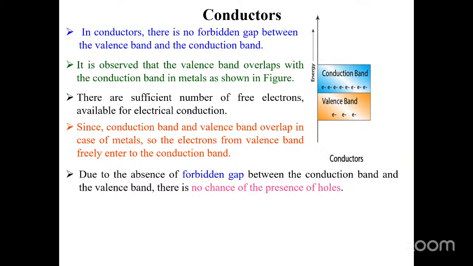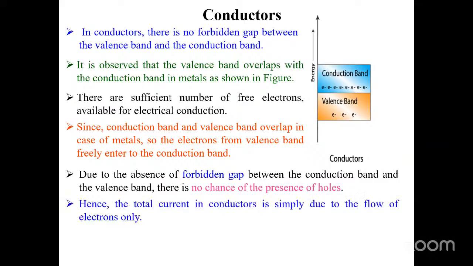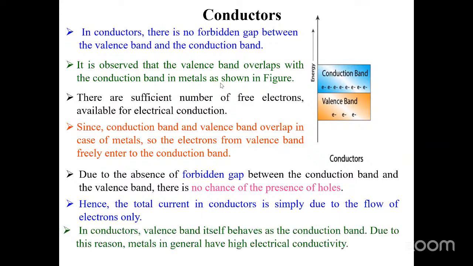Due to the absence of a forbidden energy gap between the conduction band and valence band, there is no chance of the presence of holes. So the total current in conductors is simply due to the flow of electrons. The valence band itself behaves as the conduction band for this reason.